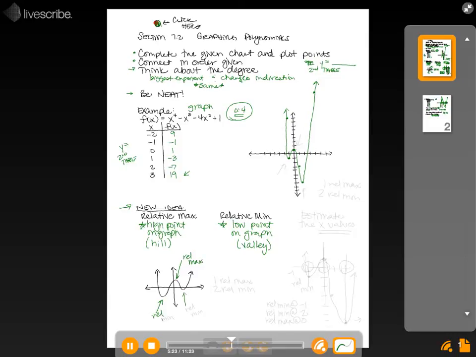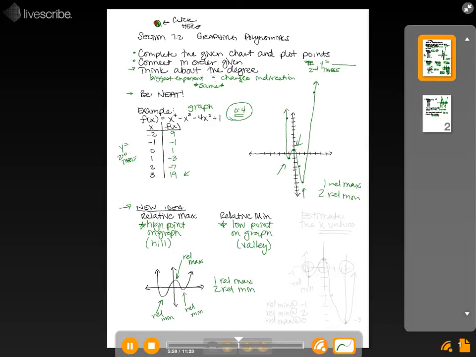These are going to be relative mins because they are the low points, they're the valleys of the graph. Okay, so we have one relative max here, and we have two relative mins. And that's what we're looking for, high points and low points. So in our graph over here, we have one relative max. It's right here. We have two relative mins, one there and one there. All right, pretty basic idea.